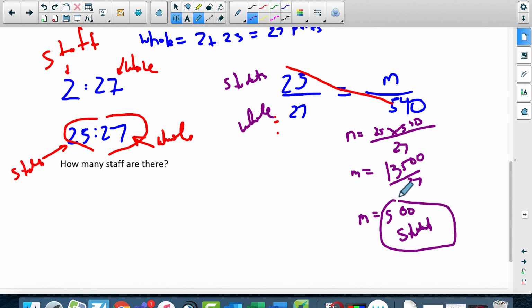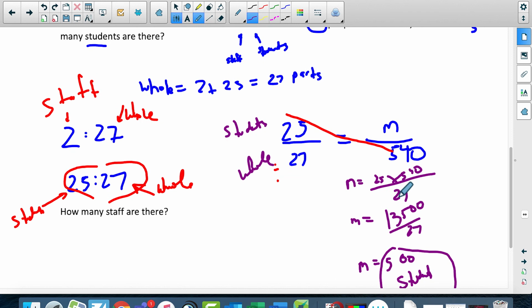Now, the last question is, how many staff are there? Well, you could do the same sort of thing and use the 2 to 27, right? You could set up a ratio. I hope you're kind of rolling your eyes and saying, don't do it, Mr. Watchman. There's no point in doing this, but you could go 2 over 27 equals, and then for your other ratio, your whole is 540 down here, put n, cross multiply.